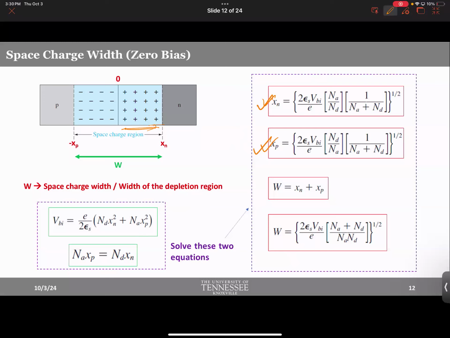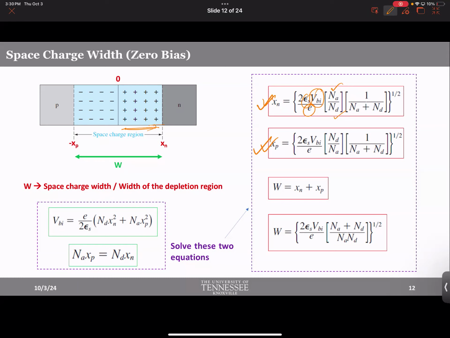What are the variables? What are my options? My options are Na and Nd, the doping concentration on the acceptor side or the donor doping concentration, right? And what are the other things? Electron charge, epsilon, these are all constants. VBI, the built-in potential, is a dummy variable because it itself depends on Na and Nd, as you know. So it's not really a variable.